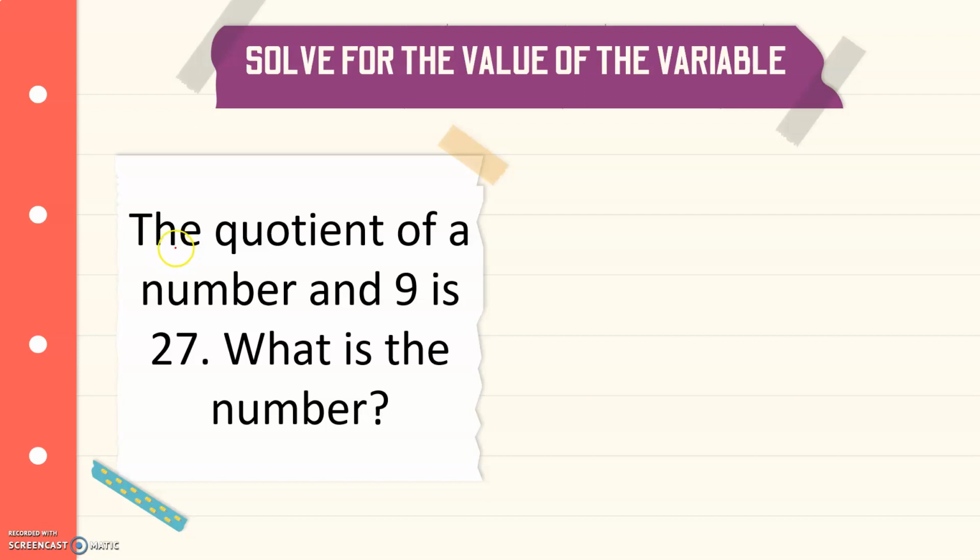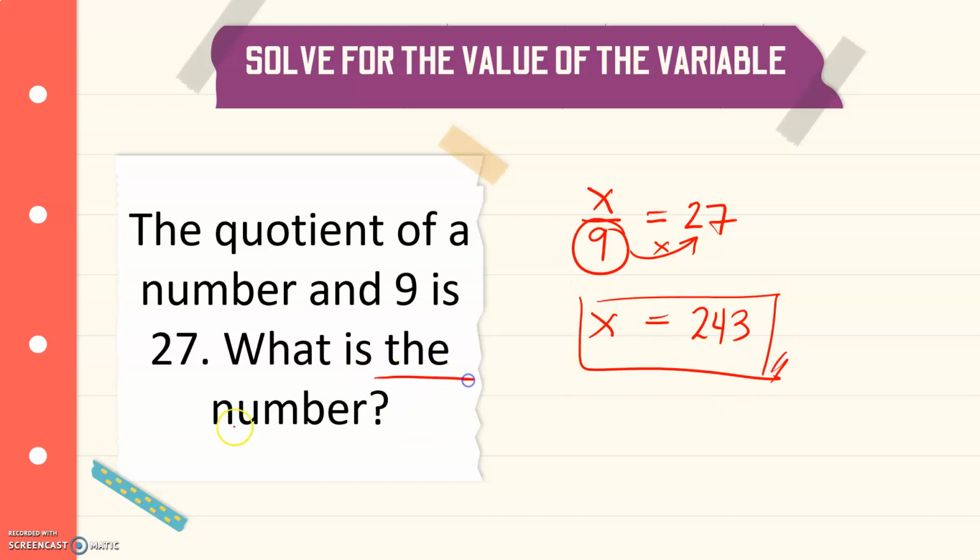Now we have the quotient of a number and 9 is 27. What is the number? Again, we have to translate it first into an algebraic equation. So we'll have x over 9 or x divided by 9 is equal to 27. Okay, we have here a denominator. That means for us to eliminate this one, we'll have to multiply it to the number on the other side. Okay, then we will be left with x only on the left side. And 9 times 27 will give us 243. Therefore, the number we are looking for is 243.